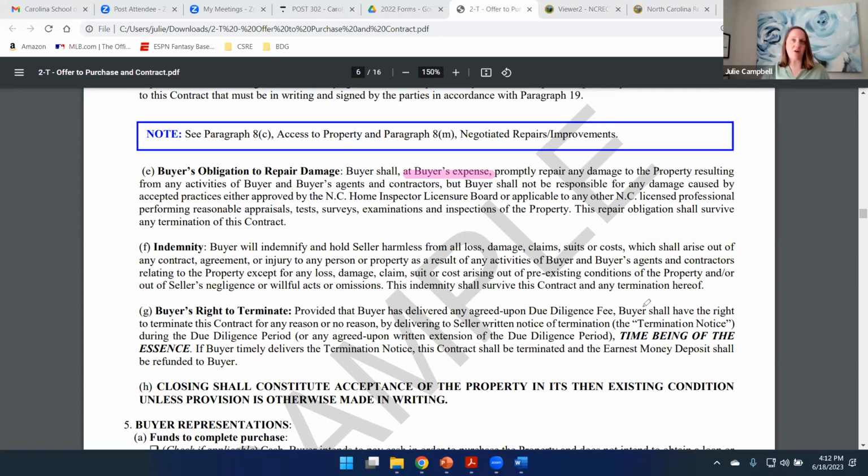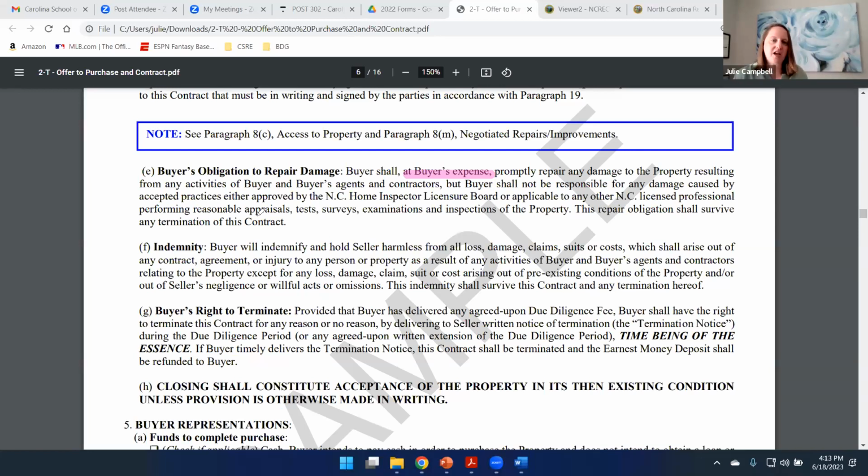Understand that your buyer's responsible. If they damage that property while they're doing their home inspection, the buyer's on the hook to pay for it. And this repair obligation shall survive any termination of this contract. So the home inspector damages the property, the buyer terminates, they're not off the hook. They still have a duty to make that repair, even though they terminate the contract.